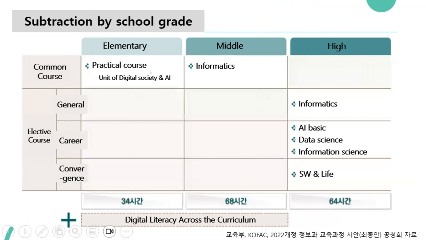So this chart shows the structure of the informatics curriculum. In elementary school, it is included as a unit within the practical course. And middle school has the informatics subject. And high school is connected to the informatics subject, and as general electives, the AI basic subject, data science subject, information science subject, and as a convergence subject, the software and life subject.